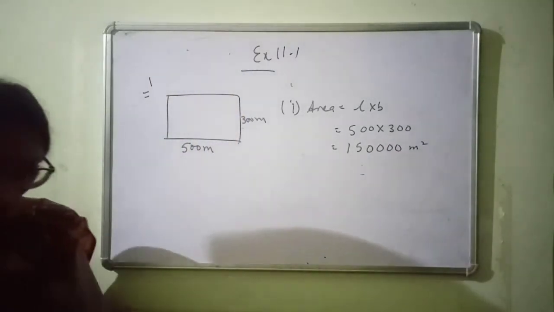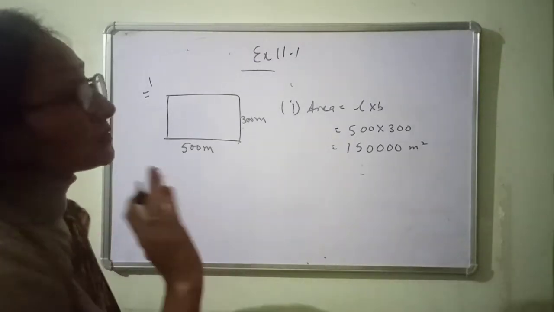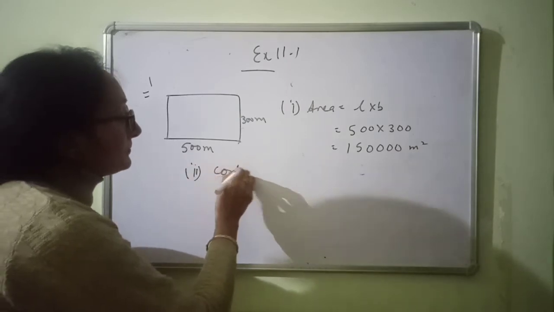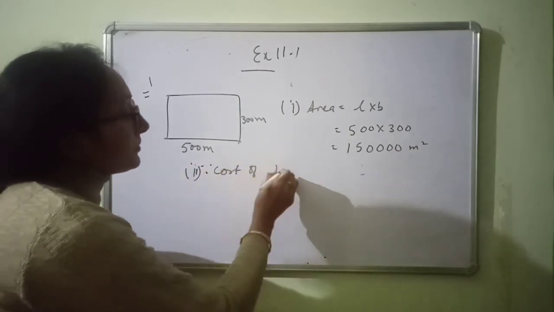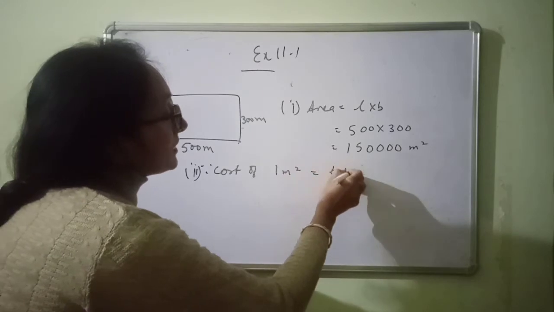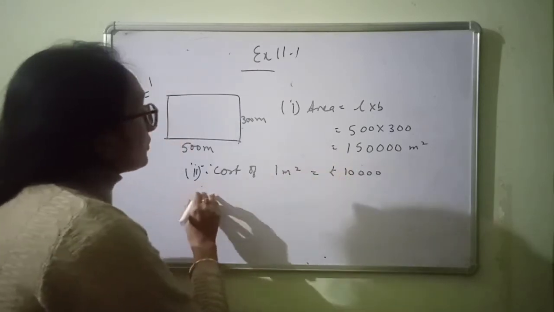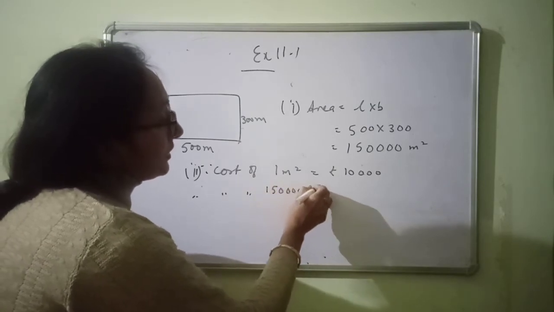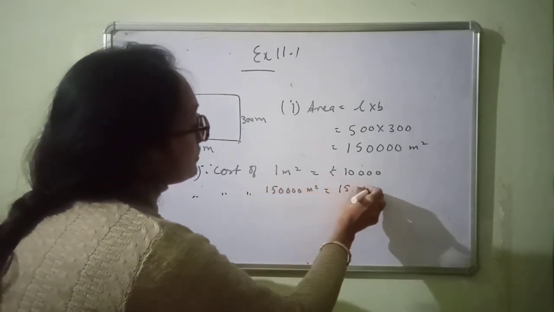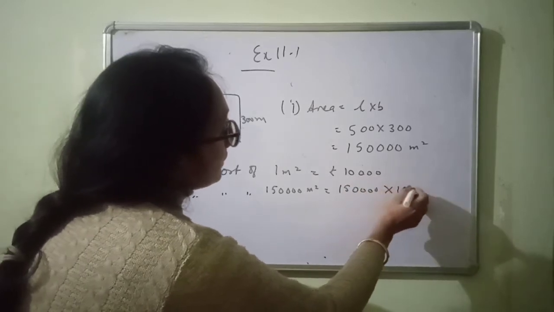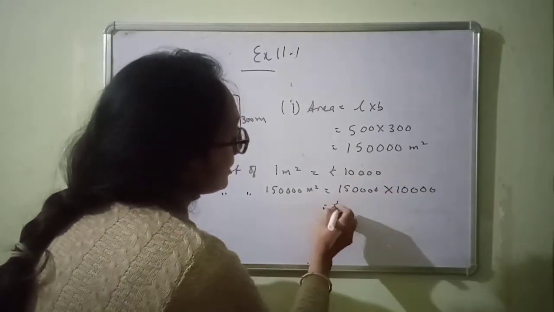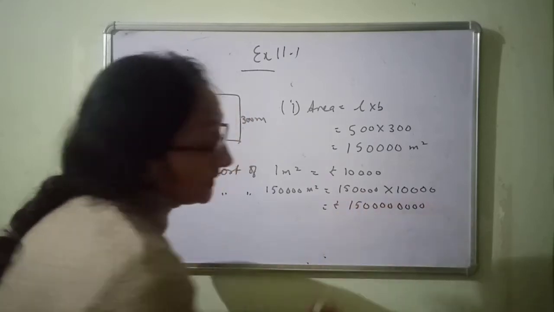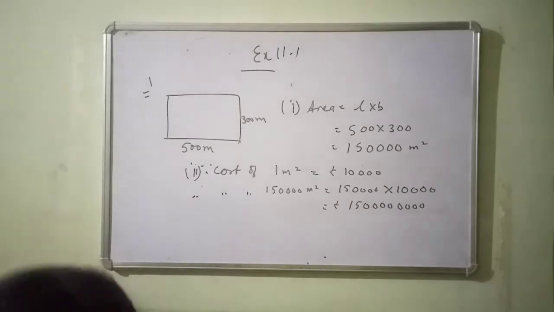Okay. Now they asked to find the cost. If 1 meter square of the land costs 10,000 rupees, it is a costly land. So therefore the cost of, since cost of 1 meter square is 10,000 rupees, therefore cost of 150000 meter square will be 150000 into 10,000. The answer is 1500000000. So it's very costly. Don't worry.